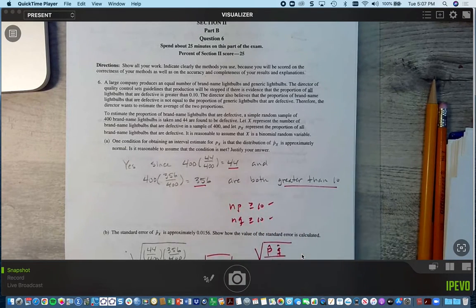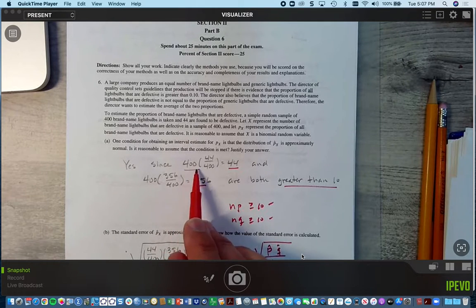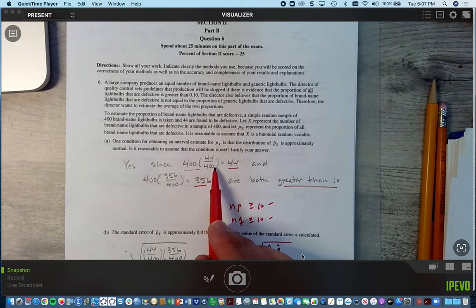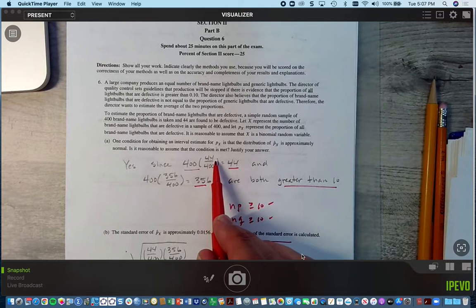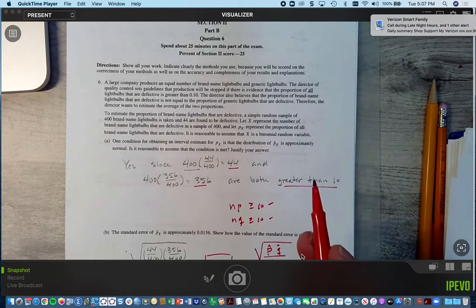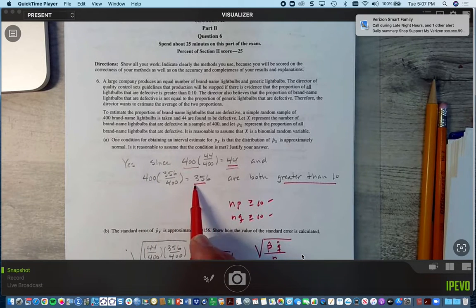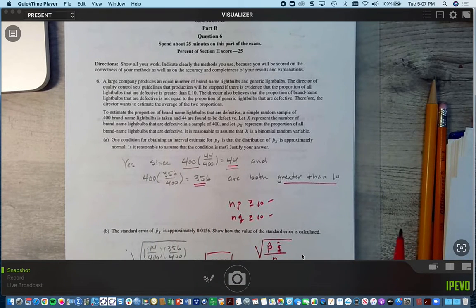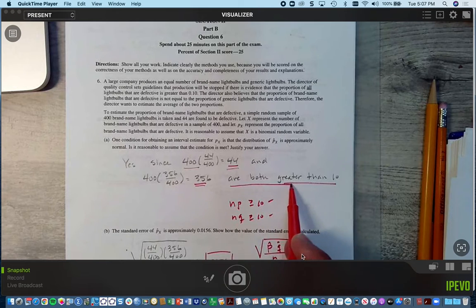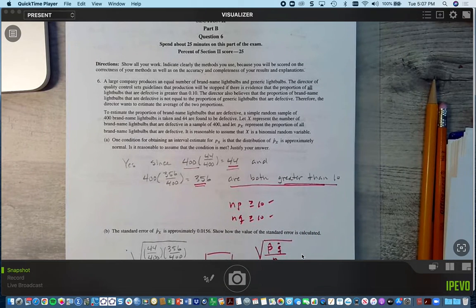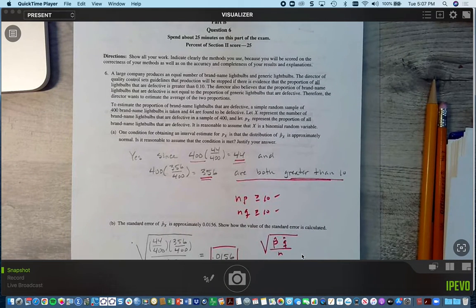Okay, and so we really want to see the work here. This is n, and then this number you could either give me as a decimal or you could give it to me as a fraction. When I multiply them together, I'm going to get 44, and same thing here, I'm going to get 356. I also need to say that they're both bigger than 10, so that justifies that the sampling distribution is approximately normal.